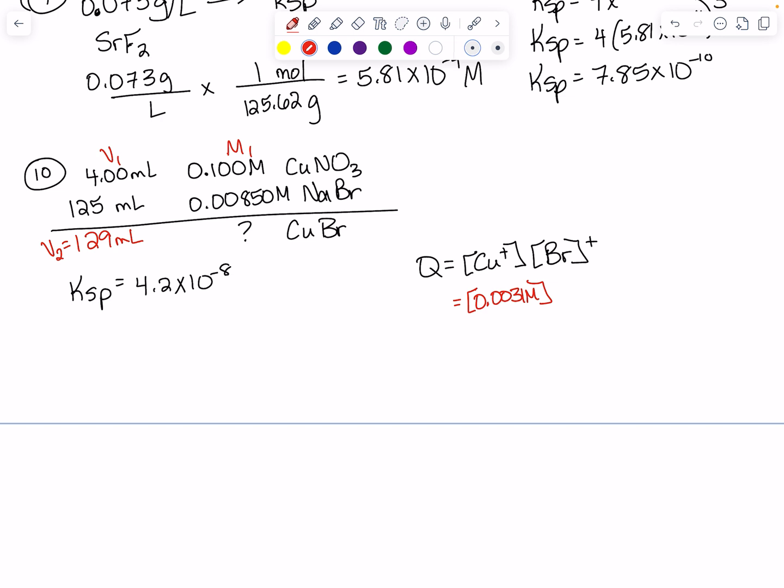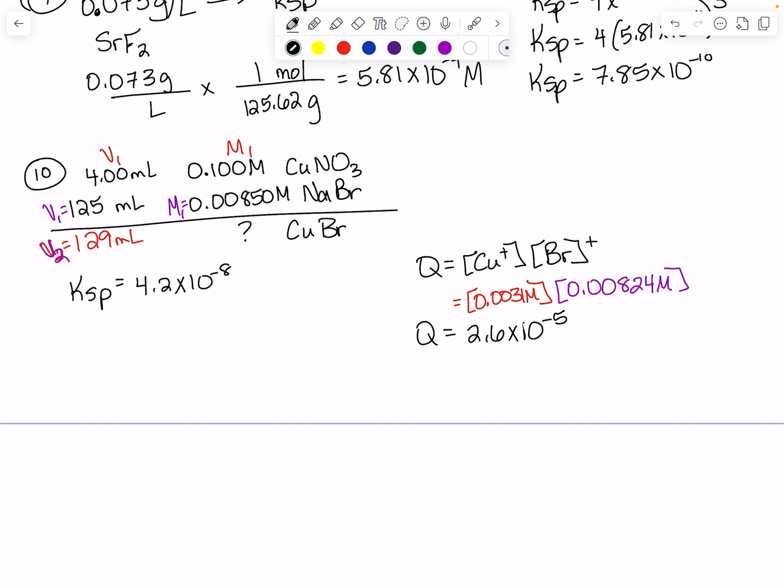Then we have to figure out, well, what's the concentration of the bromide? Clearly it's coming from the sodium bromide, so we use, this is M1. This is V1, and then again, V2 is still 129 milliliters. And we solve, and we get that the concentration of the bromide ion is 0.00824 molar. Okay, multiply that together, and we get Q, which is 2.6 times 10 to the minus 5.